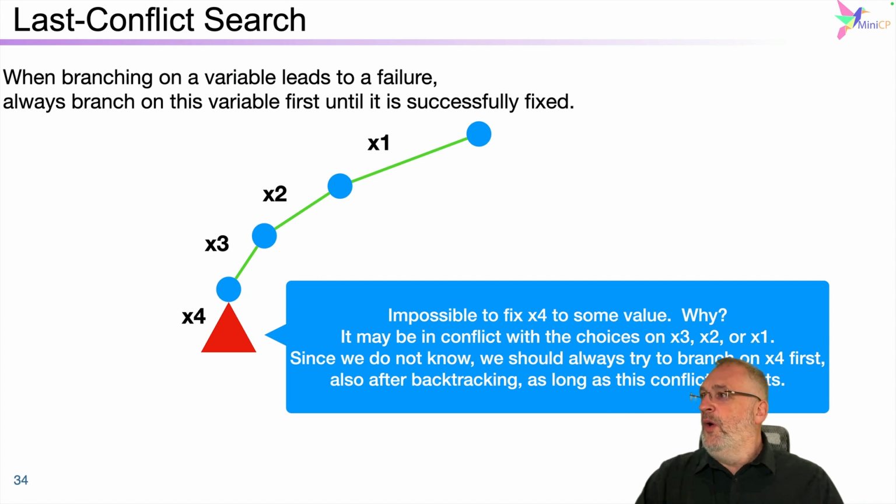Now, when we're branching on a variable that leads to a failure, we're following a path, right? So imagine here we're following a path, branching on x1, on x2, on x3, and then finally down here, we encounter a choice on variable x4, and it's not possible to fix it to some value. It turns out it's in conflict with something else, right? With x3, x2, x1, we're not sure what variable conflicts with it, but we basically are saying if it's in conflict with one of these guys, when we go back up, we should be branching on x4. Because as long as the conflict persists, we're not going to get out of this. We should first branch on the thing that triggers it. So that's the basic idea.